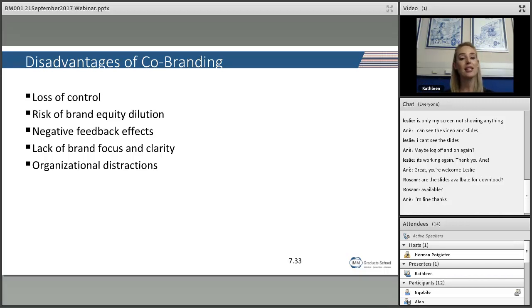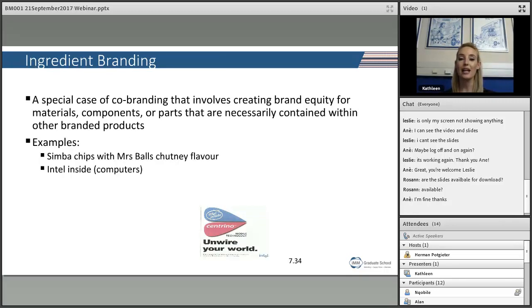Then a few other disadvantages of co-branding is negative feedback. Maybe people hate Oreo McFlurries. The Oreos go soggy in the ice cream and it actually ends up having a negative impact on how people view Oreo cookies. There could be a lack of brand focus and clarity. And finally, we may end up with organizational distractions. Where is my focus? Is it on my brand or is it on my partner's brand?